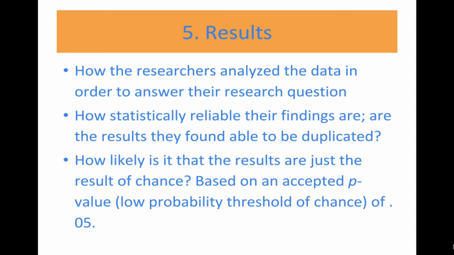The next section is the results section. This section includes the information about how the researchers analyzed the data in order to answer their research question. And this section usually contains many numbers, including statistical tests to see whether the findings that the researchers ended up with were reliable, how likely they were to be duplicated.